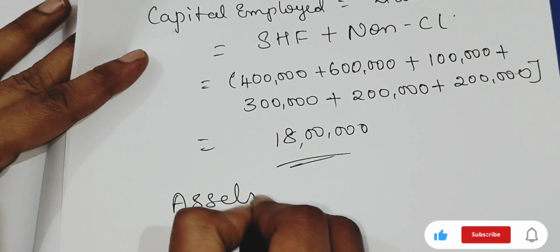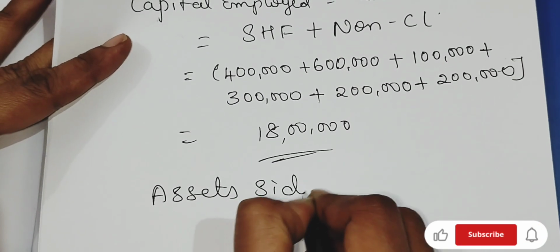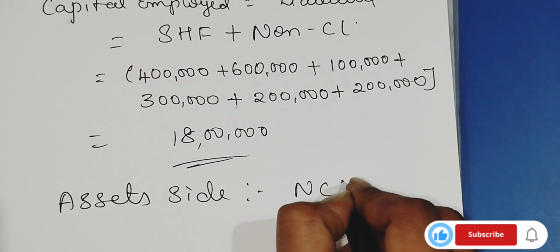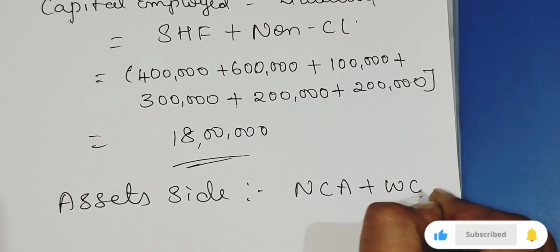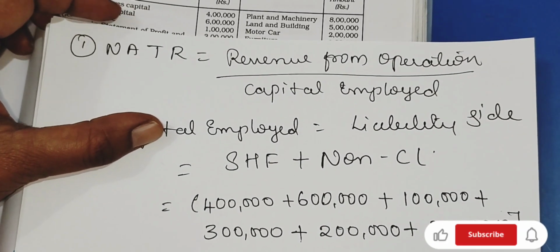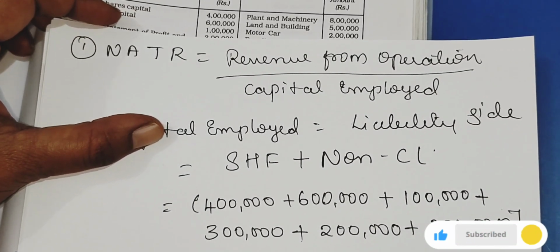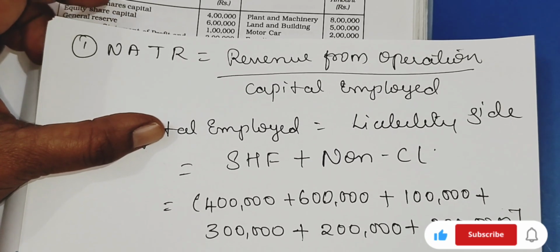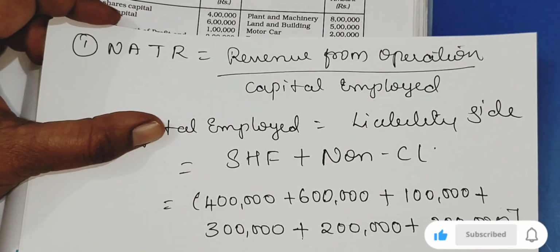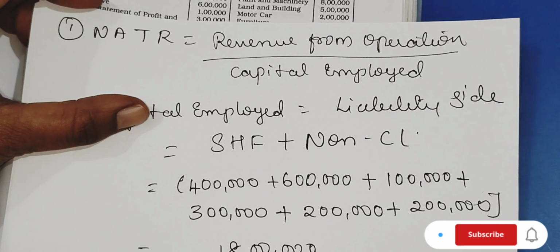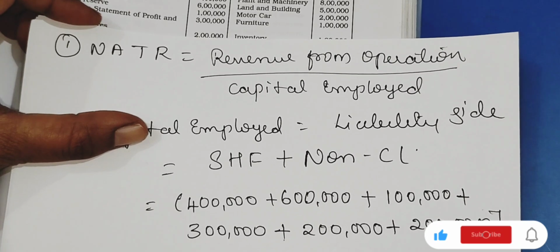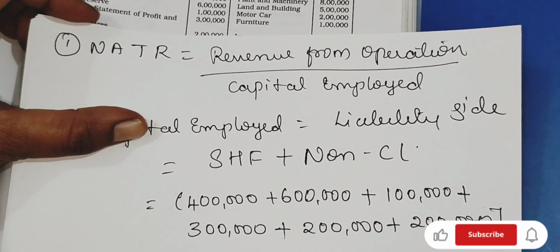Now let us try the same thing for the asset side also. We are calculating capital employed by taking the asset side. So on the asset side we are taking non-current assets plus working capital. Which are all non-current assets? Plant and machinery 8 lakh, plus land and building 5 lakh, plus motor car 2 lakh, furniture 1 lakh.